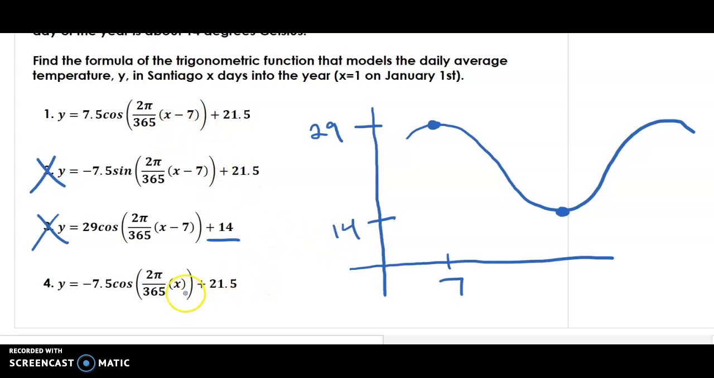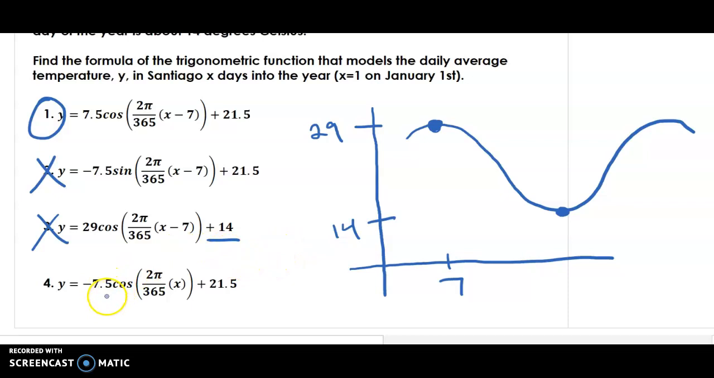One thing I noticed that's different is that option 1 has a rightward shift of 7, option 4 does not. My graph definitely looks like it's been shifted to the right 7 units, right? Because usually this max here for a cosine function lies on my y-axis. But in this case, it's not. It's been shifted to the right 7 units. And so I know that number 1 is going to be my answer.